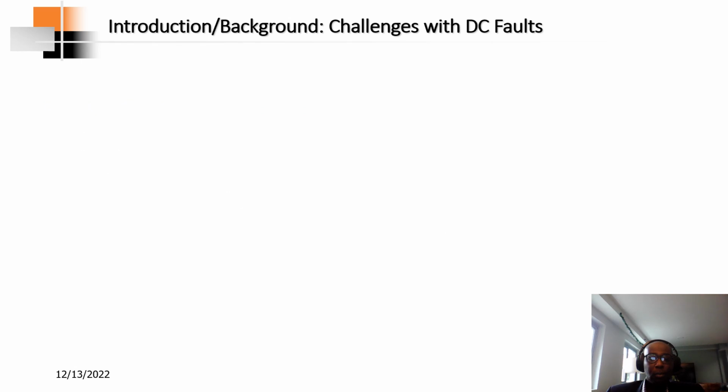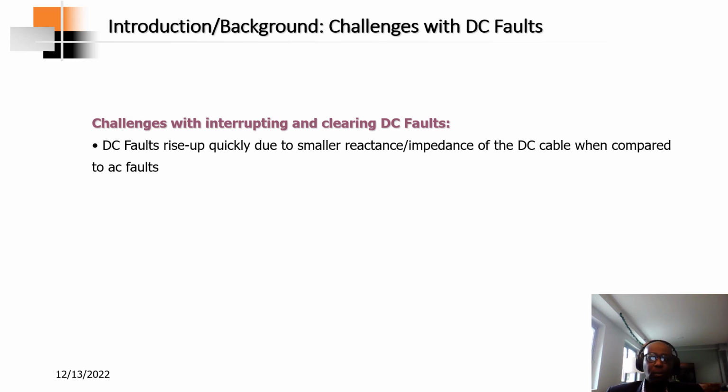Now, let's move to the next slide. Let's talk about the challenges with DC faults. Why is it very challenging to interrupt and clear DC faults? Because of the smaller resistance of DC cable, and because DC has a frequency of 0, the reactance is basically 0 or very low.